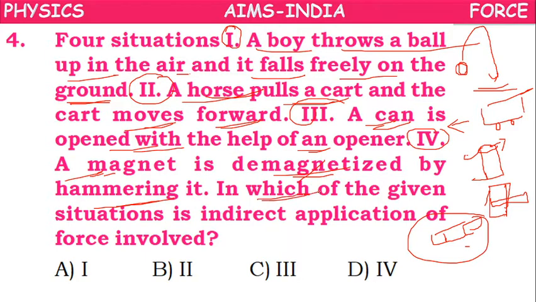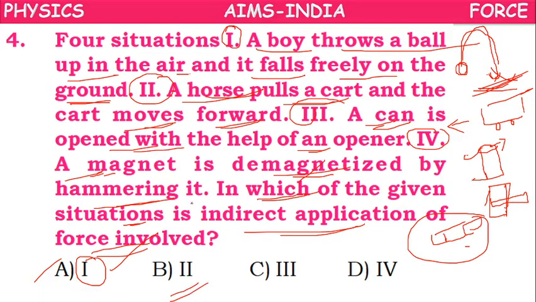Now the question is, in which of the given situations is indirect application of force involved? Indirect means without any physical contact, or force at a distance. In the first case, the earth is trying to attract the ball without any contact. So the first case is an example of force at a distance, or indirect application of force. A option is the correct answer.